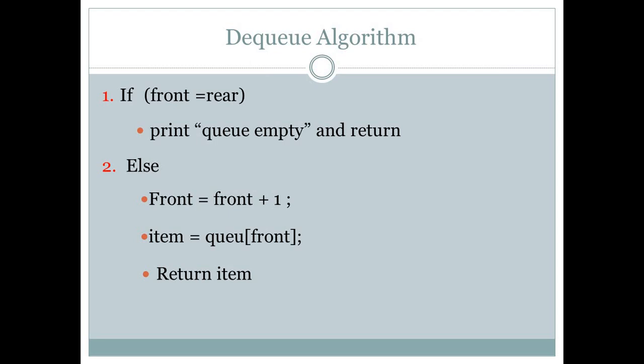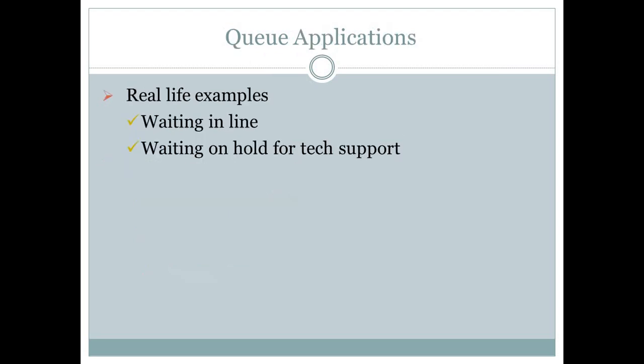And if our queue is not empty, then we can perform our dequeue algorithm, or we can say we can delete an item from the queue. For it we have to perform front is equal to front plus 1, because our dequeue operation is performed on the front. So front is equal to front plus 1, and queue of front will be the item, meaning our next item will become our next front. So this is the dequeue algorithm.